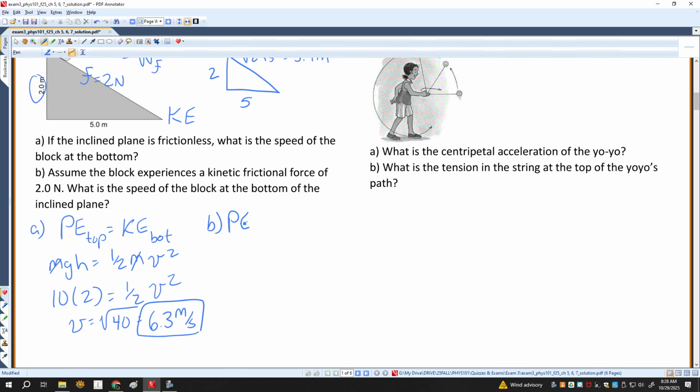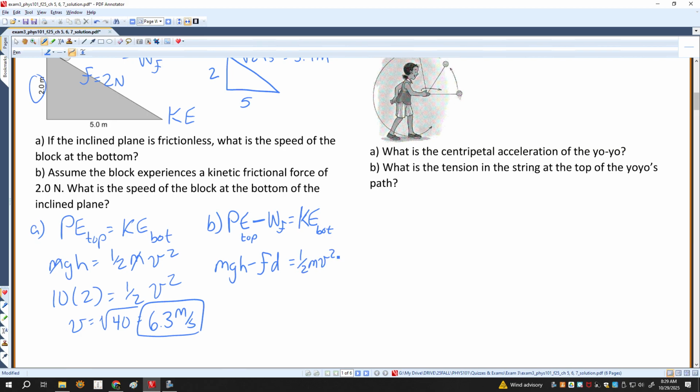So for part B, I'm going to say I start with the potential energy. I know what that is. That's mgh, where h is equal to 2. I deduct the work done by friction, and then what's left will be the kinetic energy at the bottom. So potential energy at the top, kinetic energy at the bottom. So that's mgh minus the frictional force times that distance, which I found up there. That's equal to 1/2 mv squared.